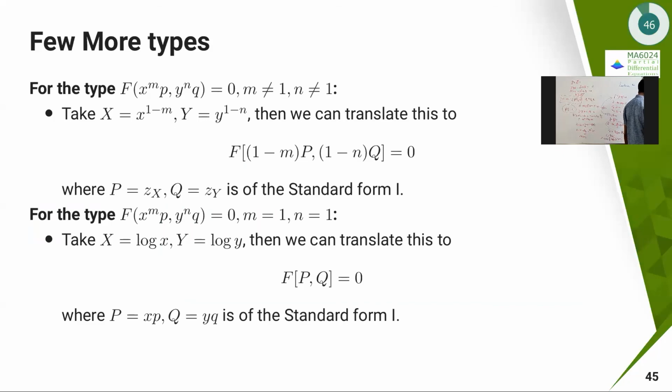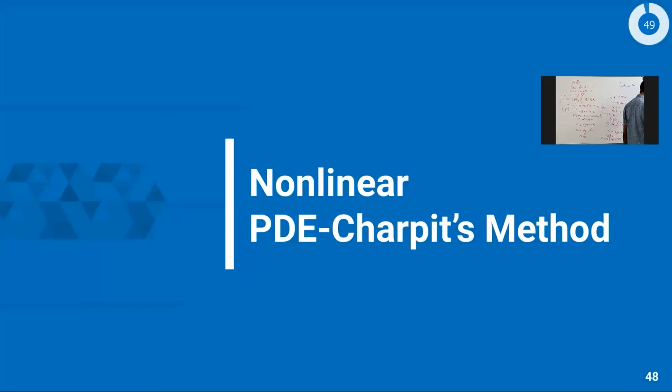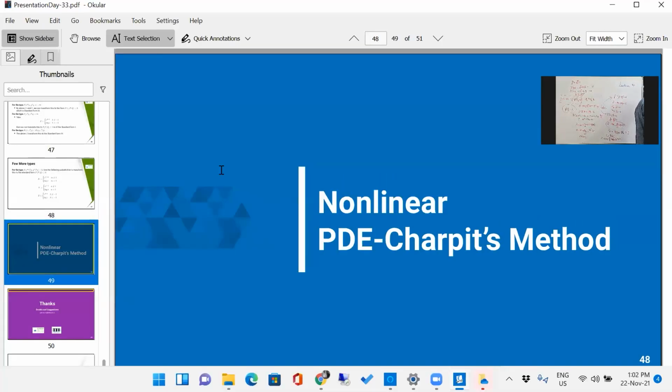For other types, I'll just give the idea, but I will not solve the problems. Okay, with this I will stop. So standard forms 1, 2, 3, 4 are there. With that, the nonlinear PDE part will be completed. Then we'll solve some of the problems for conservation laws, etc.